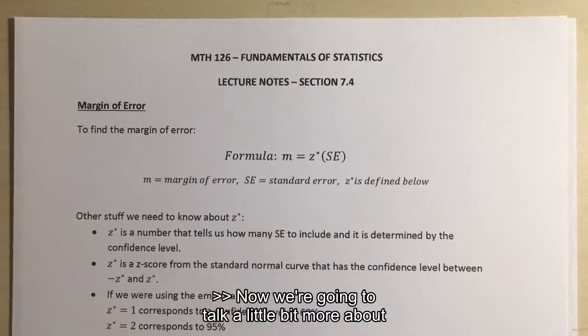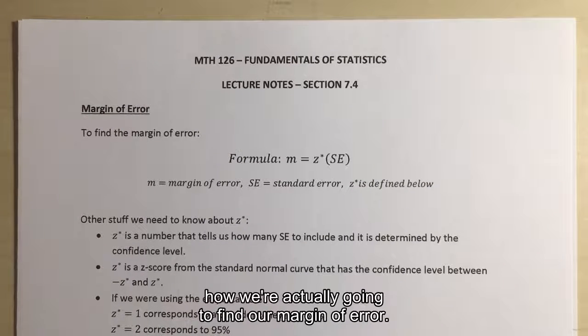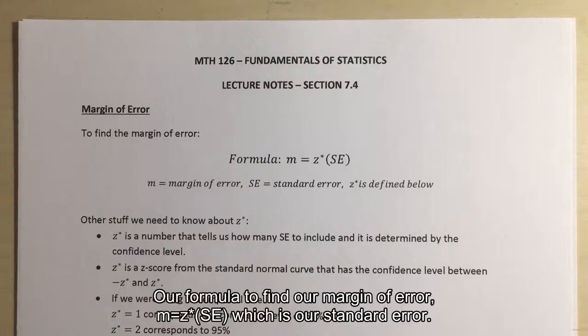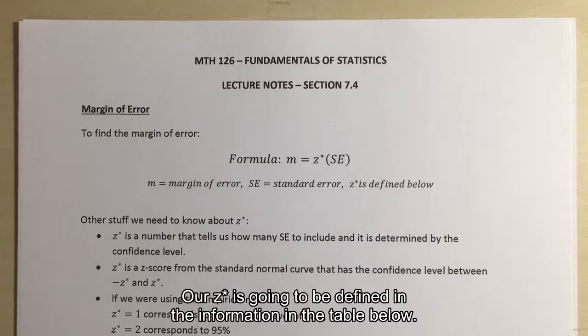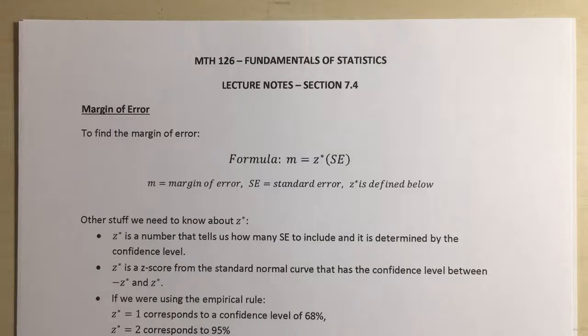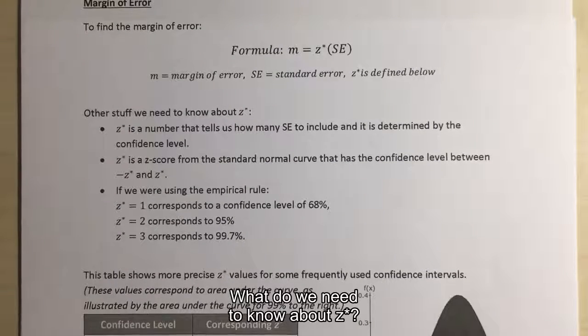All right, so now we're going to talk a little bit more about how we're actually going to find our margin of error. Our formula to find our margin of error, M, is going to be Z star times SE, which is our standard error. Our Z star is going to be defined in the information in the table below.